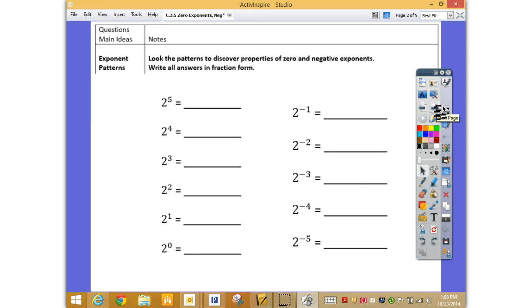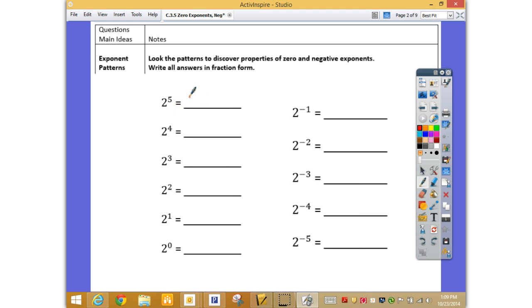Just a little bit of a review first when we're getting started here, because we did the positive exponents earlier in this unit. The directions say look for the patterns to discover properties of zero and negative exponents. Write all answers in fraction form. What is 2 to the 5th power? 2 times 2 times 2 times 2 times 2. What do you get?